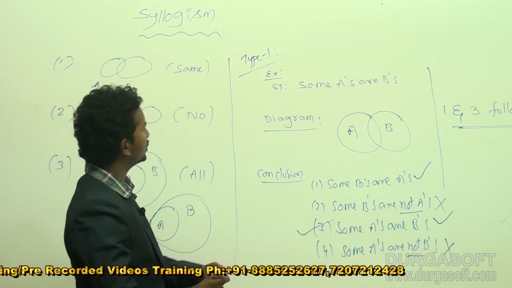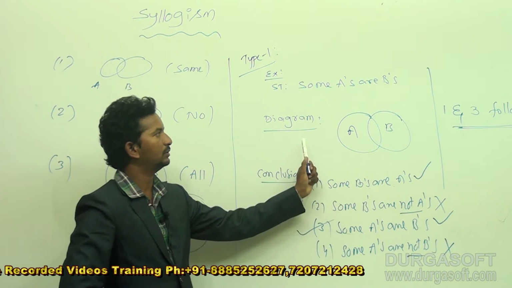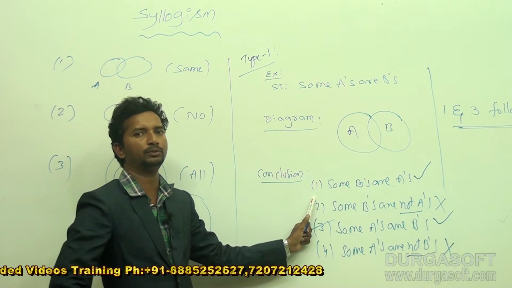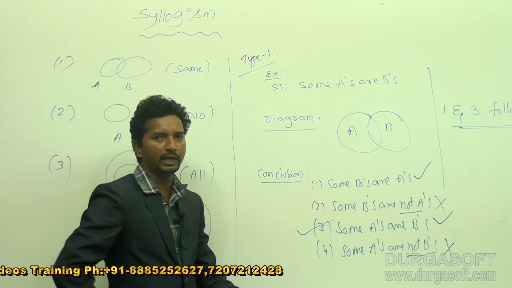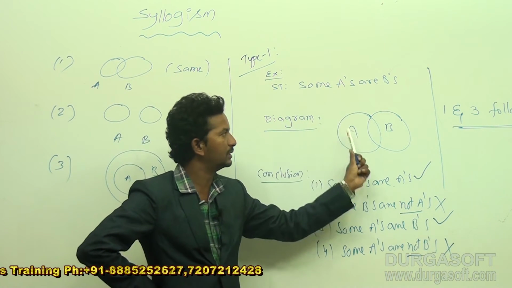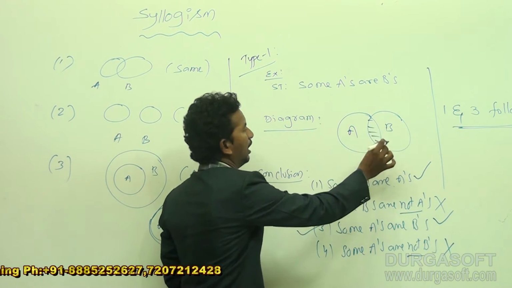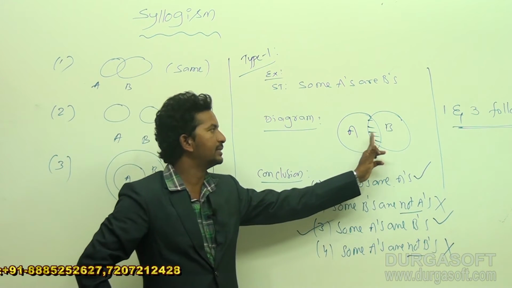Coming to the first statement. Now the first statement is some A's are B's. For the statement given, the conclusion is also given. Now you just draw the diagram here. Coming to the diagram, some A's are B's. This is the intersection portion. Now coming to this one, some A's are B's.